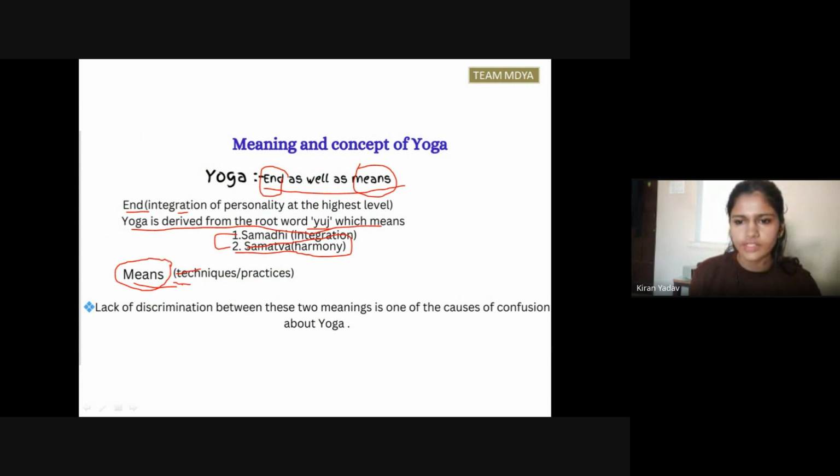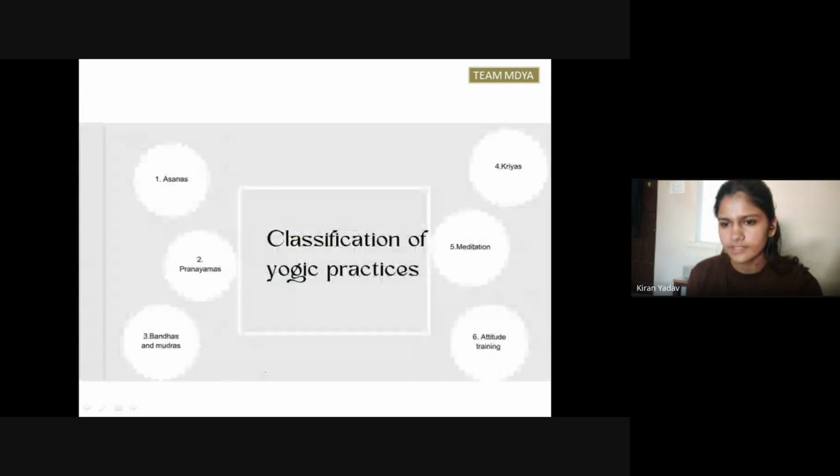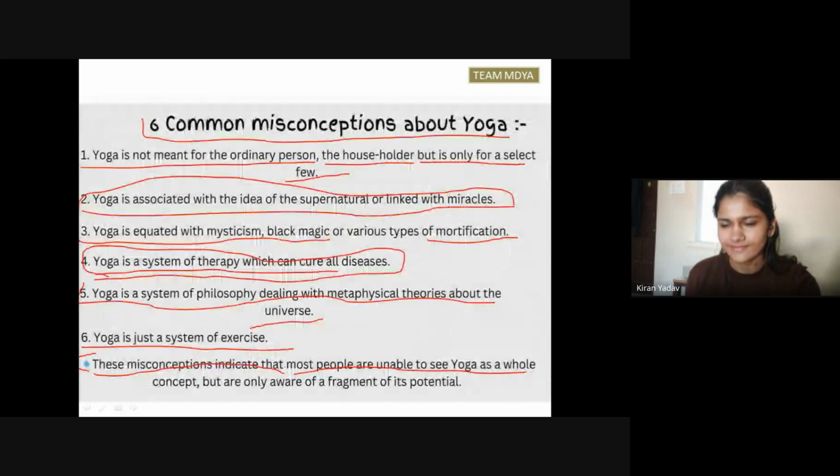So yoga is not just means, and yoga is not only end. Yoga is end as well as means. One who knows yoga as a whole has no misconceptions about yoga. Lack of discrimination between these 2 meanings is one of the causes of confusion about yoga. So this is all. We'll cover the rest of this topic tomorrow. If you have any problem in today's class, you can ask me.